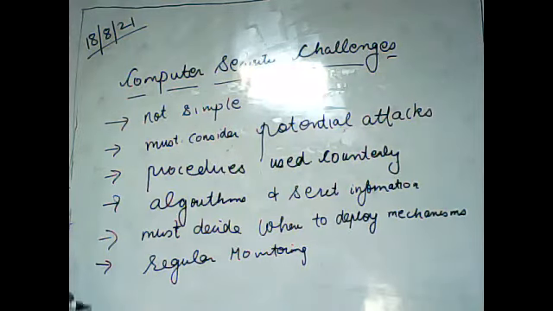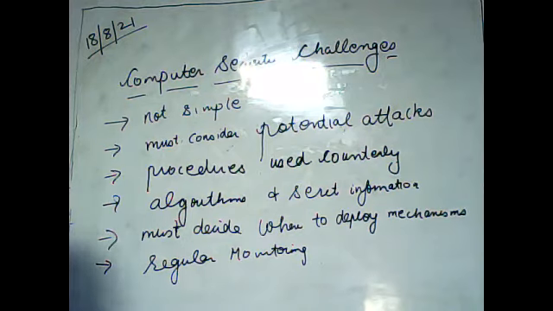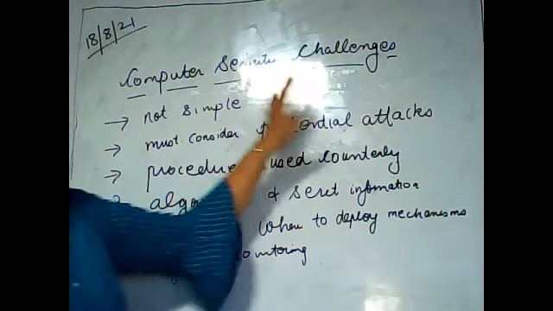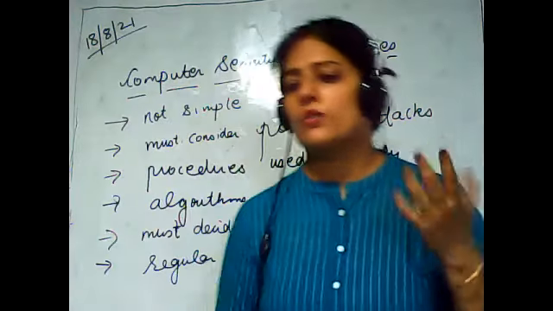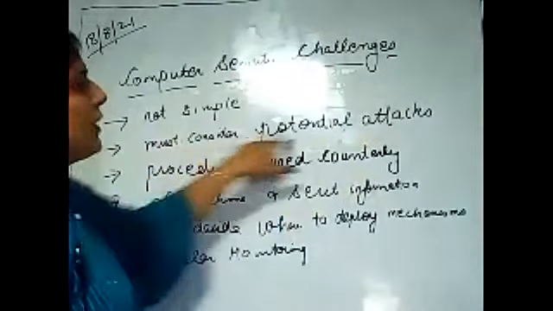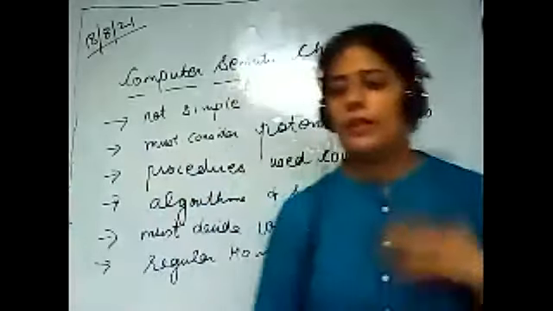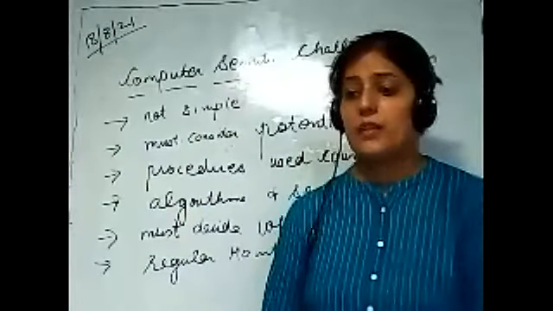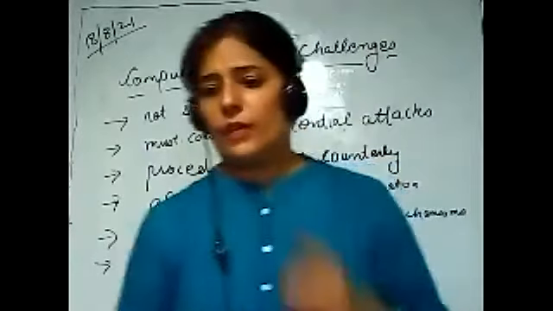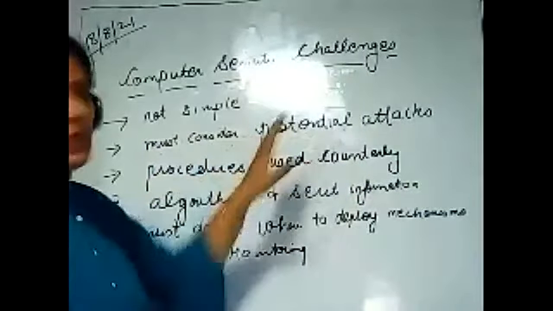So these are the different computer security challenges. First of all, it is not a simple method. It is quite a complex method because we require so many things in there. We are involving so many hardware and software components that we need to maintain in order to secure a system. Second thing is that it must consider the potential attacks. We try our best to include each and every possible attack, but still there is a chance that if we miss something, it will give a chance to an unauthorized person to attack your system. So we must try to consider the potential attacks.